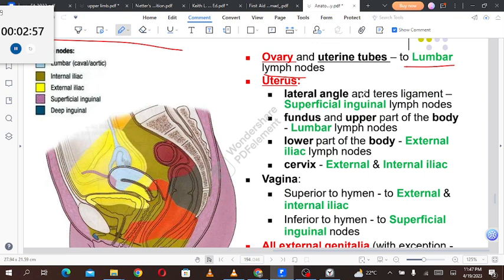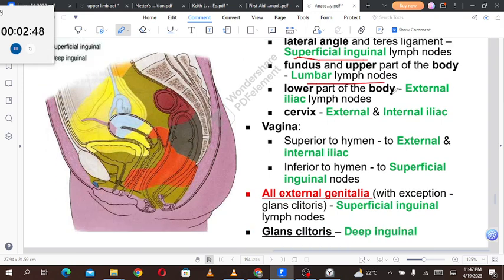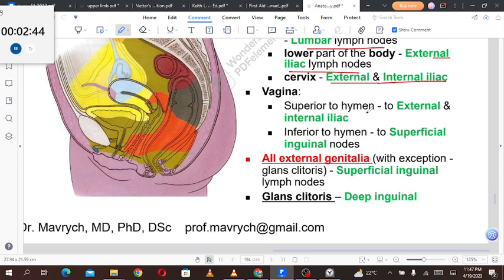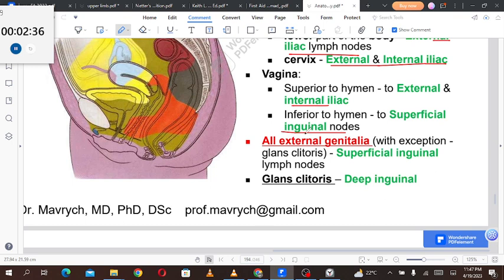Uterus, the lateral angle and teres ligament to the superficial inguinal lymph nodes. Fundus and upper part of the body to the lumbar lymph nodes. Lower part of the body to the external iliac lymph nodes. Cervix, external and internal iliac. Vagina superior to the hymen to the external iliac lymph nodes, inferior to the hymen to the superficial inguinal lymph nodes. All the external genitalia with the exception of glans and clitoris, superficial inguinal lymph nodes. Glans and clitoris will go to the deep inguinal lymph nodes.